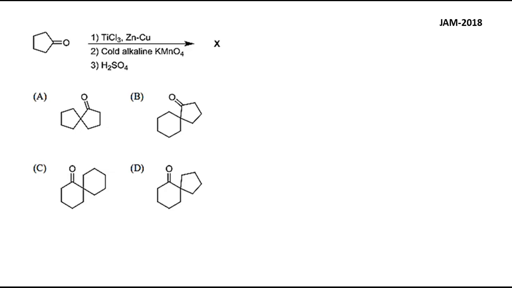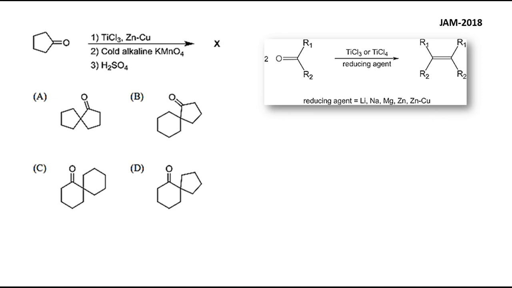Here we have total 3 steps. We are having a carbonyl compound. The first reagent is TiCl3 with zinc copper couple. Now this reagent is the reagent for McMurry coupling. McMurry coupling happens in presence of this type of titanium salt, TiCl3 or TiCl4, and there should be a presence of reducing agent. Here zinc copper couple is given, any other reducing agent is also possible.